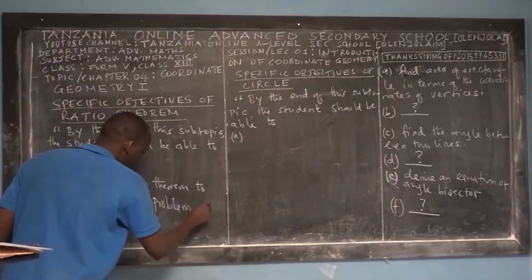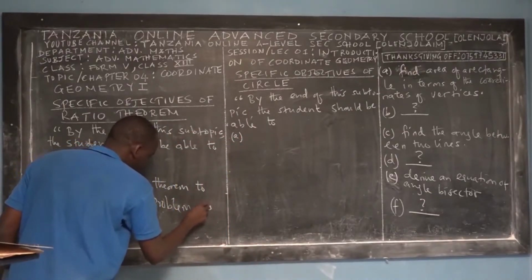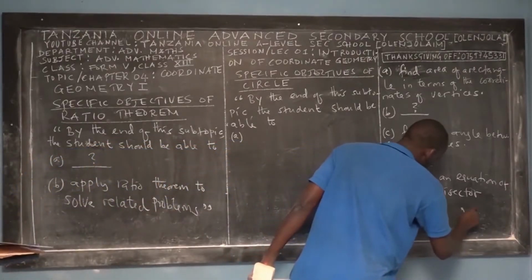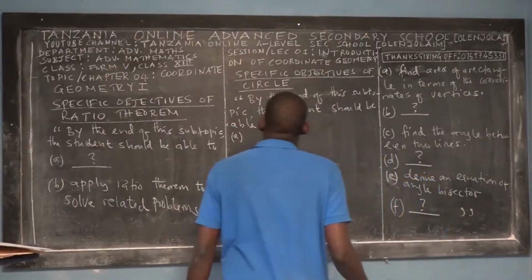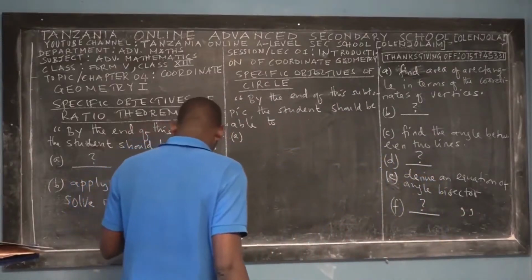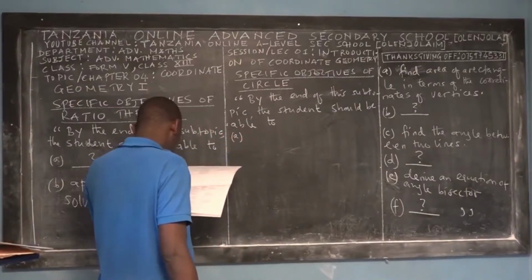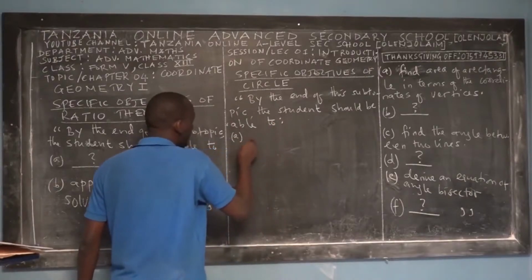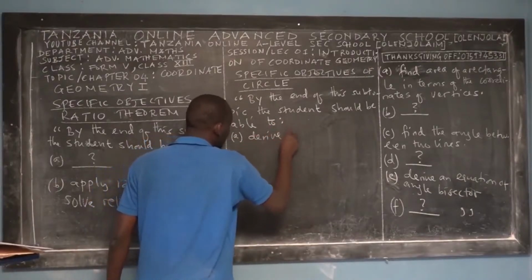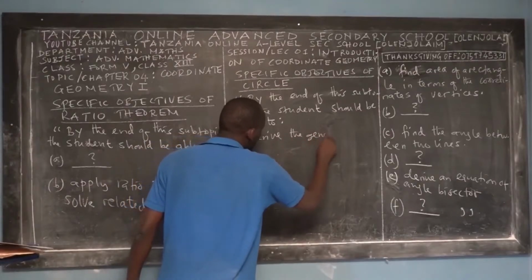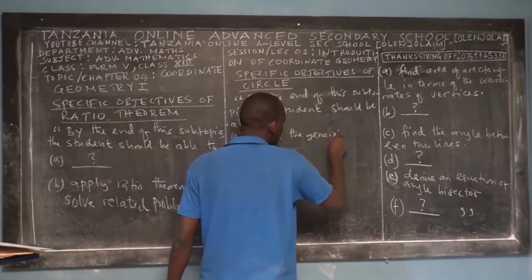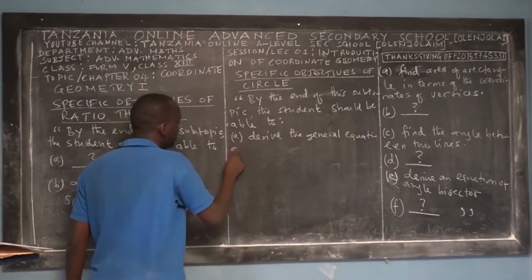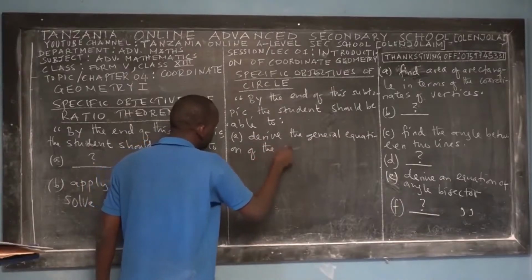Let me just close the quotation because I opened but I didn't close. So I closed here, I closed at this point. Okay? So we say that to derive the general equation of a cycle. To derive the general equation. So derive the general equation of the cycle.